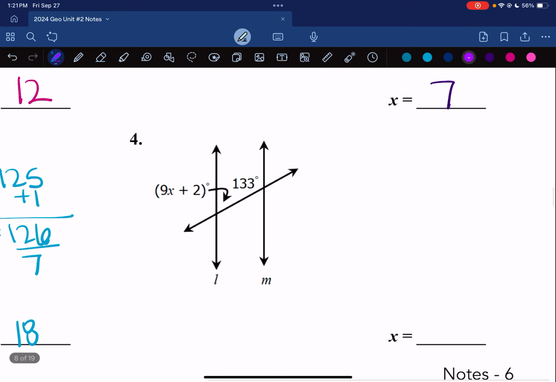Okay, number 4. This time we have this arrow pointing to this angle, and the 133 is talking about this angle. When we have our parallel lines, these 2 angles are on the same side and on the inside, so this is consecutive interior angles. These 2 angles are going to add to 180 because they are supplementary.